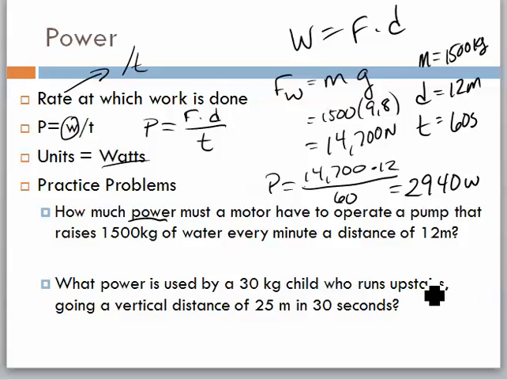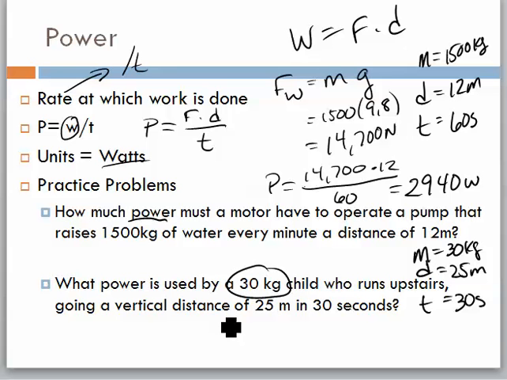Alright, on the bottom problem here, again, they're giving us a mass of 30 kilograms. They're giving me a distance of 25 meters and a time of 30 seconds. Well, this falls right into the exact same situation as the top one, where I'm going to have to find out the force, or what is the weight of this 30 kilogram child. And that's going to be 30 times 9.8, which turns out to be 294.